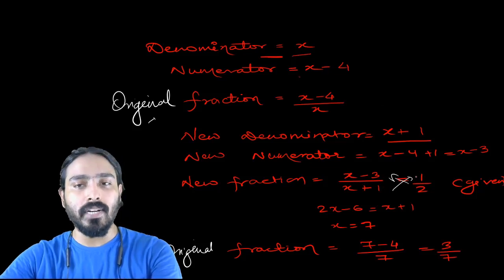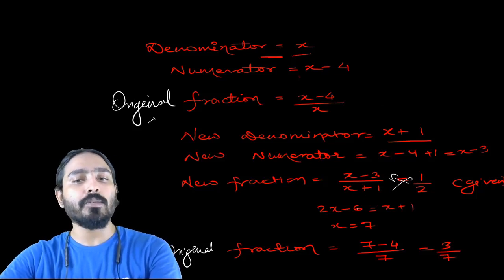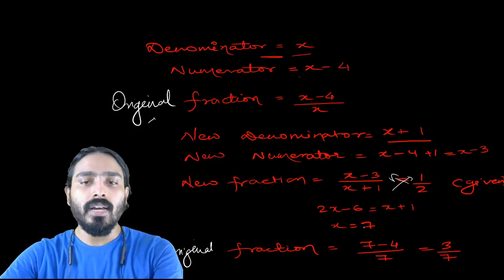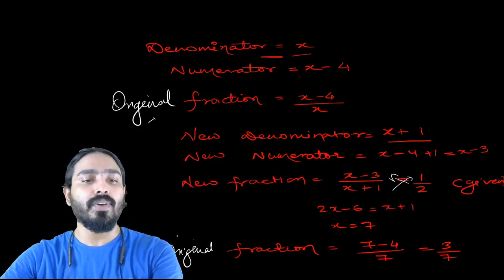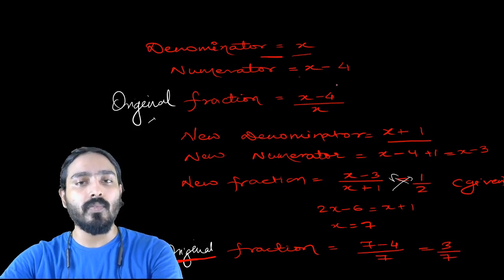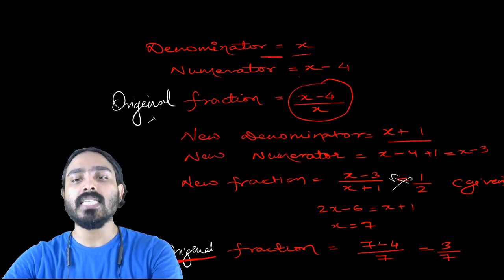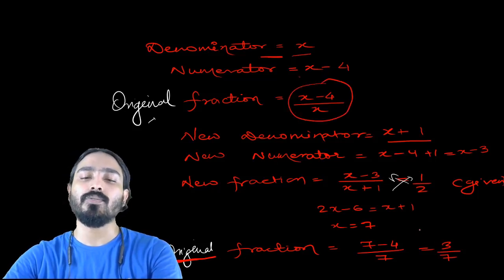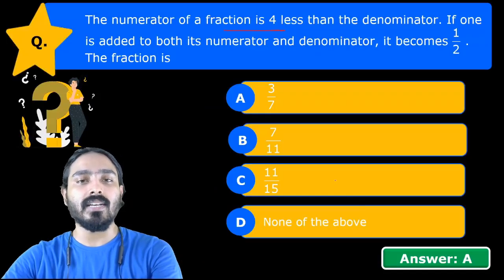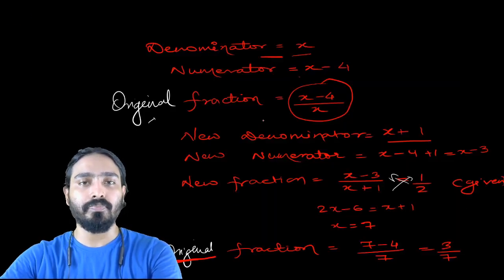Now doing the cross multiplication, you will get 2x minus 6 is equal to x plus 1. Solving it, x is equal to 7. We have to find out the original fraction. So the original fraction is x minus 4 upon x. We'll write it as 7 minus 4 upon 7, that is equal to 3 upon 7. And that will give us the answer 3 upon 7, A.